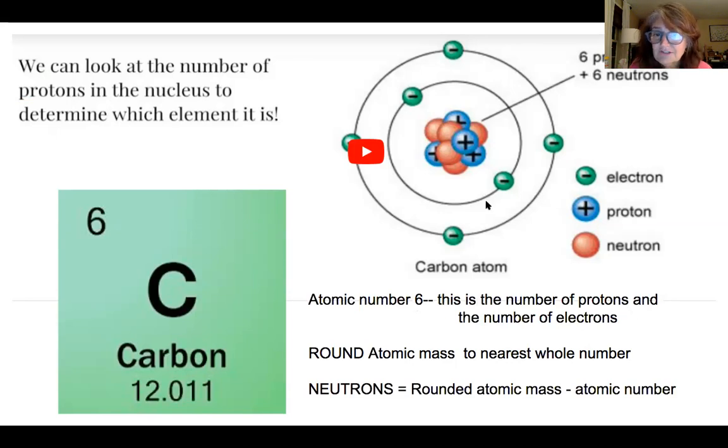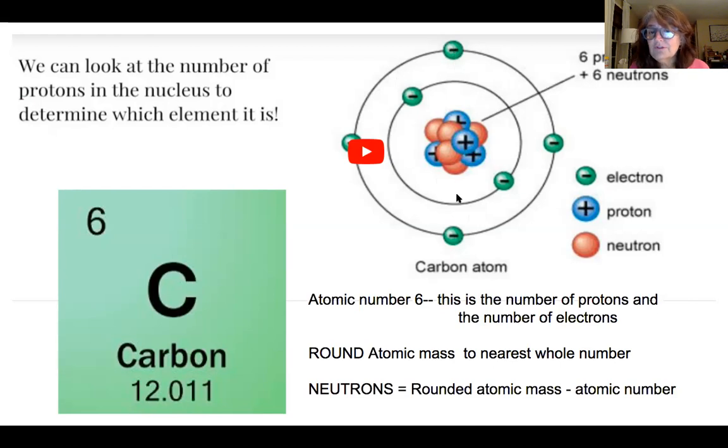But the electrons are not found in the dense, heavy nucleus. They're found orbiting the nucleus in electron shells or orbits. This very first shell can contain only 2 electrons. So 1, 2. The very next shell can contain 8. We need 4 more.